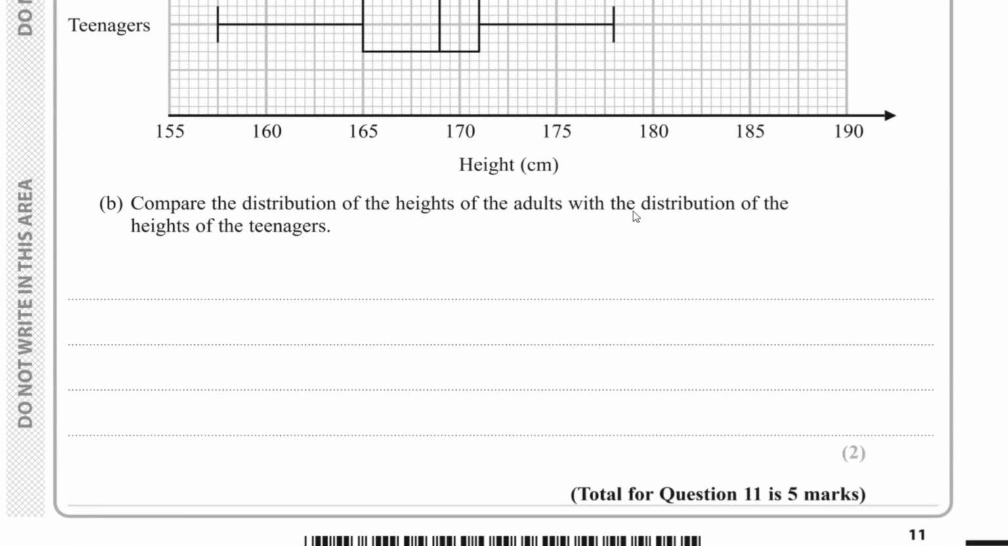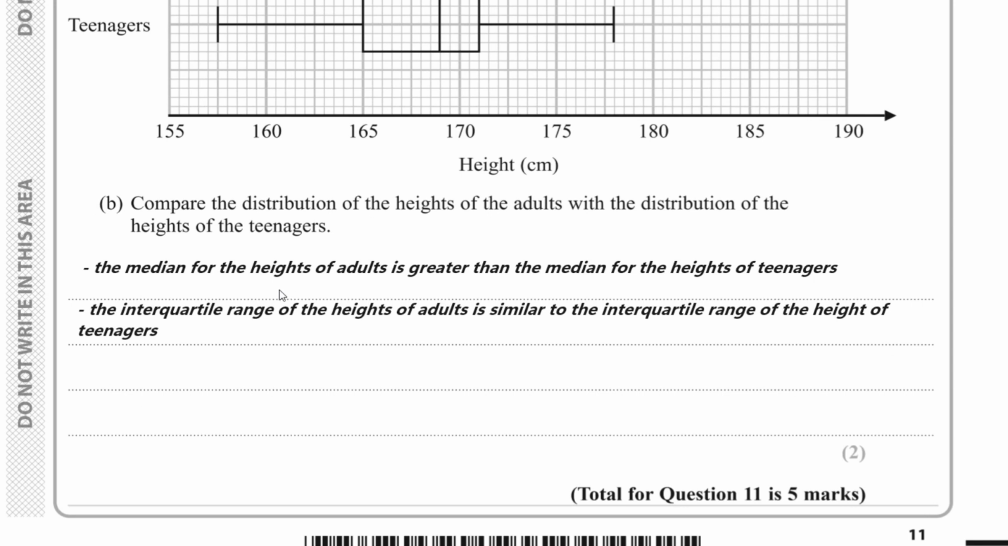And what you will find then is the median for the heights of adults is greater than the median for the heights of teenagers, and the interquartile range of the heights for adults is similar to the interquartile range of the heights of teenagers.